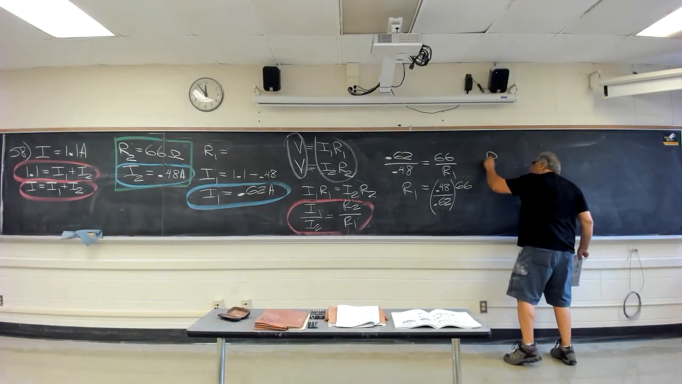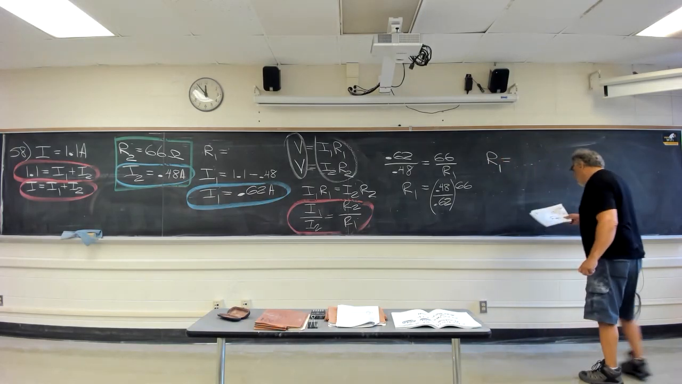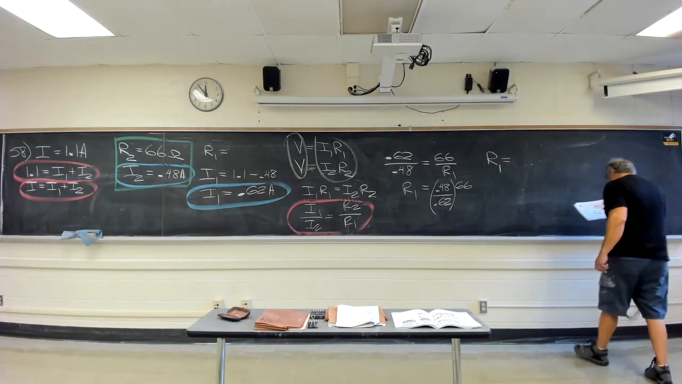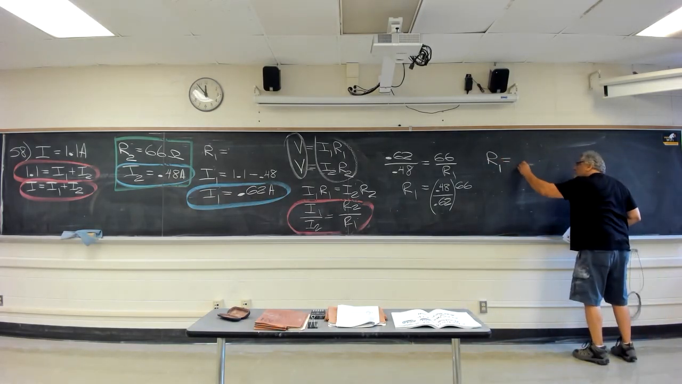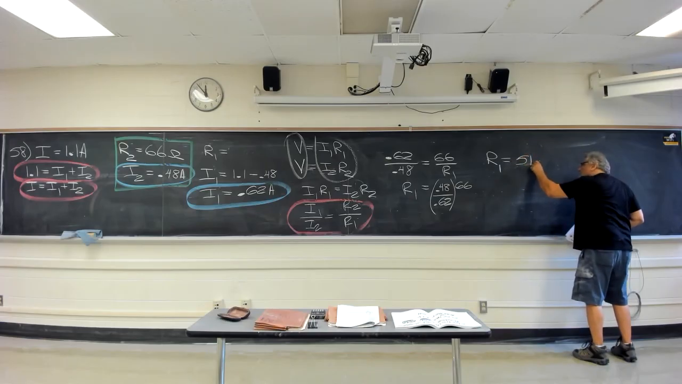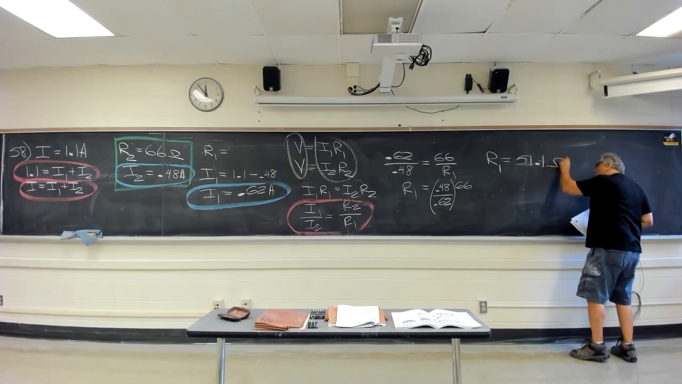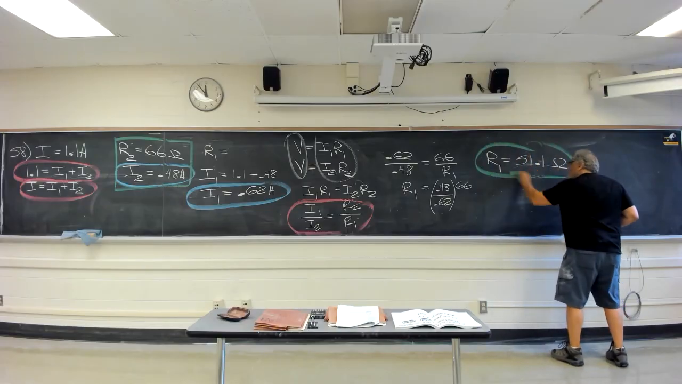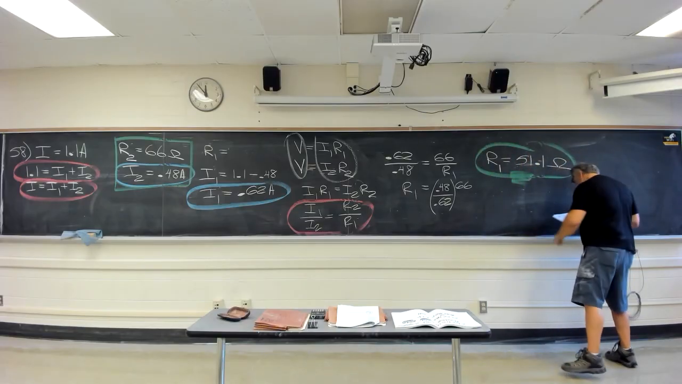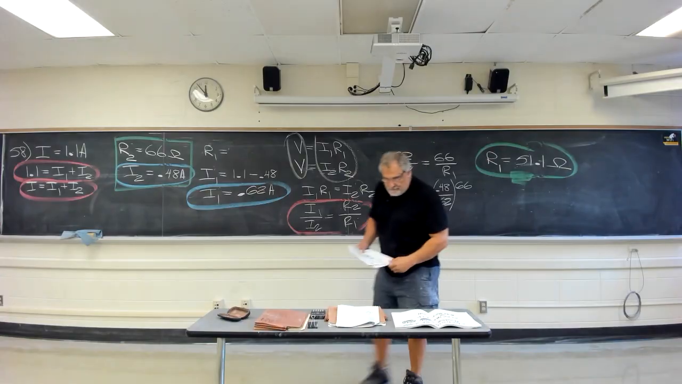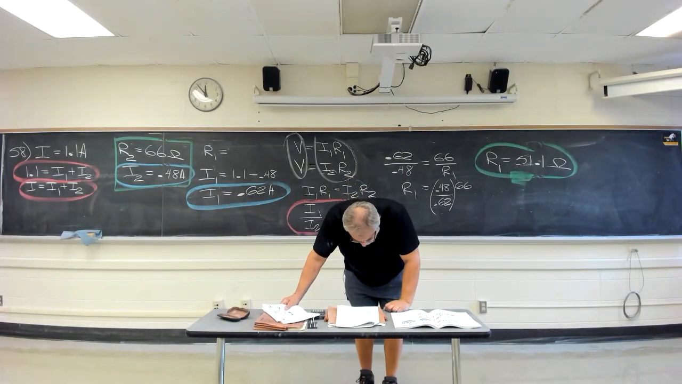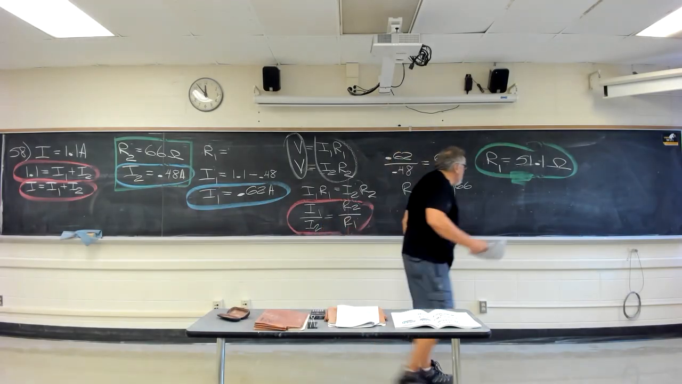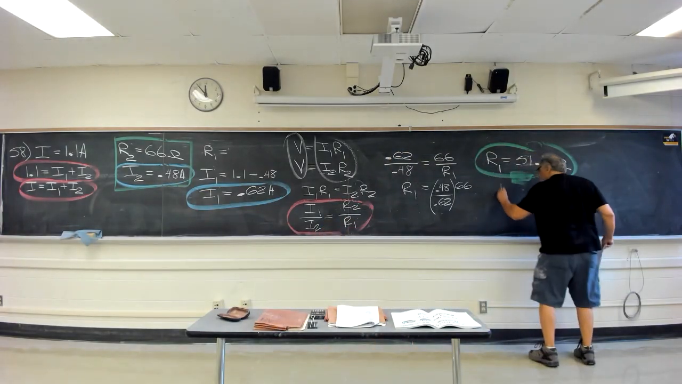When you do this, you're getting 51.1. That is it. It's believable. Let's see what they got. They got B, letter B, which is 51.1 ohms. We're on the money, guys. We're doing good. That's B.